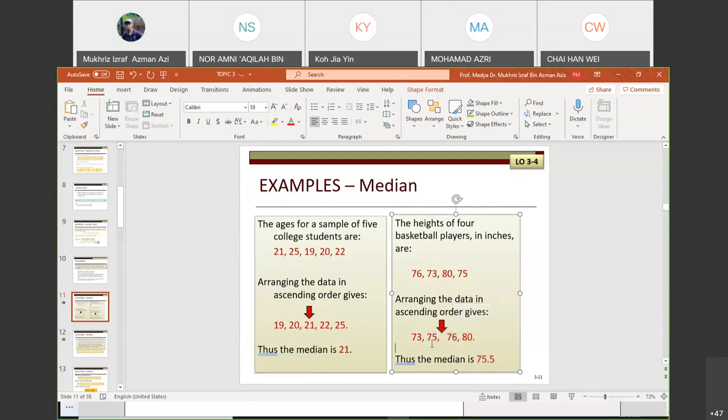Let's say here you have 73, 75, 76, and 80. These two numbers represent the numbers in the middle. To get the median, just add these two and divide by 2. 75 plus 76 divided by 2, you get 75.5. So the median is the number in the middle. For even numbers, you need to do a simple average of the two numbers in the middle.